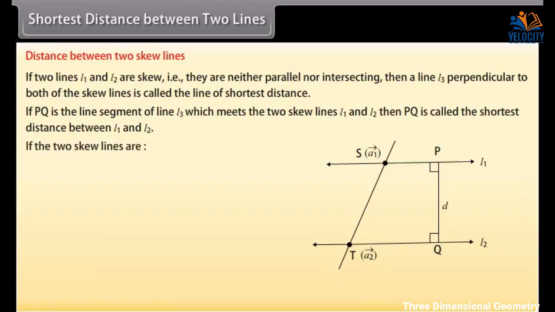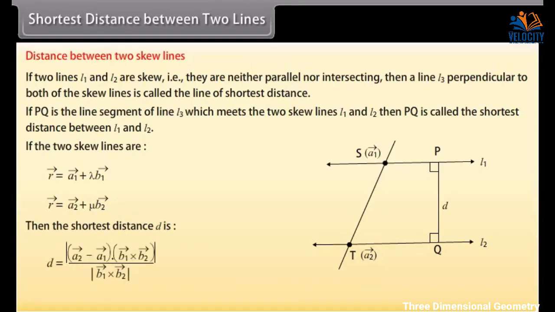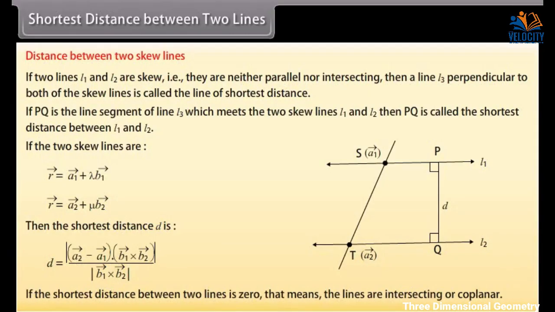If the two skew lines are vector r equals vector a1 plus lambda vector b1, and vector r equals vector a2 plus mu vector b2, then the shortest distance d is d equals modulus of dot product of vector (a2 minus a1) and cross product of vector b1 and vector b2, divided by modulus of cross product of vector b1 and vector b2. If the shortest distance between two lines is 0, that means the lines are intersecting or coplanar.